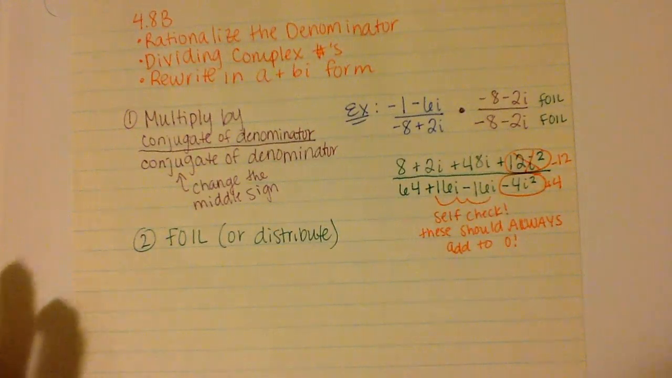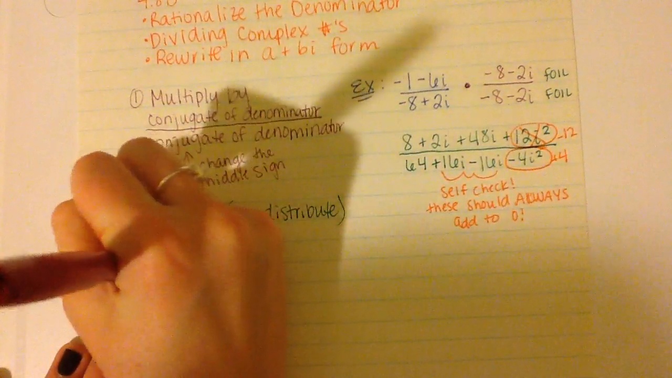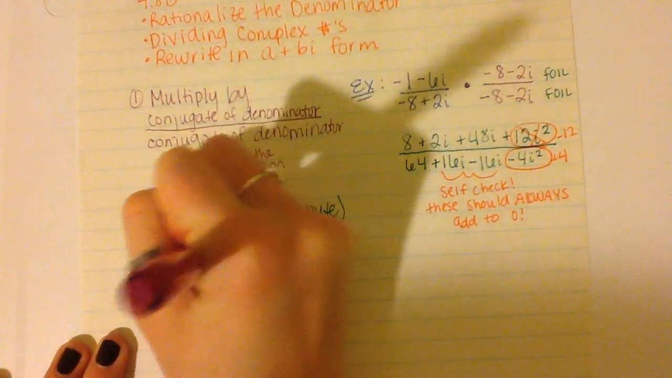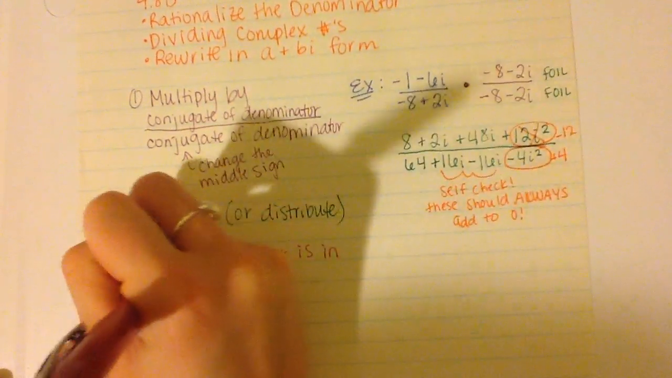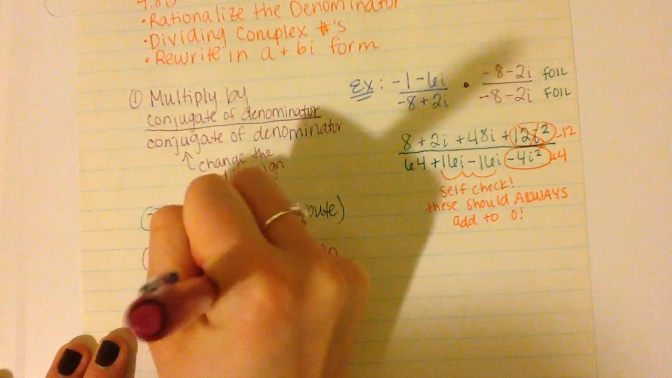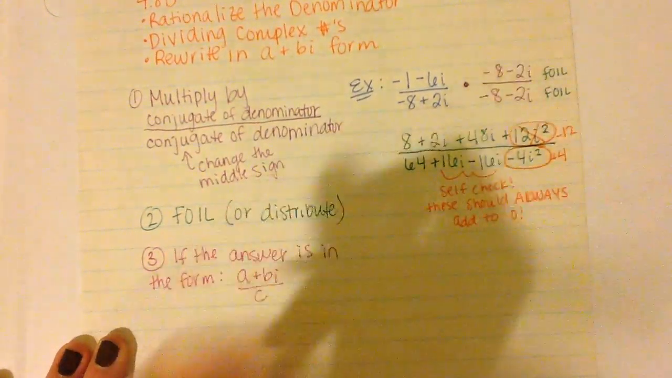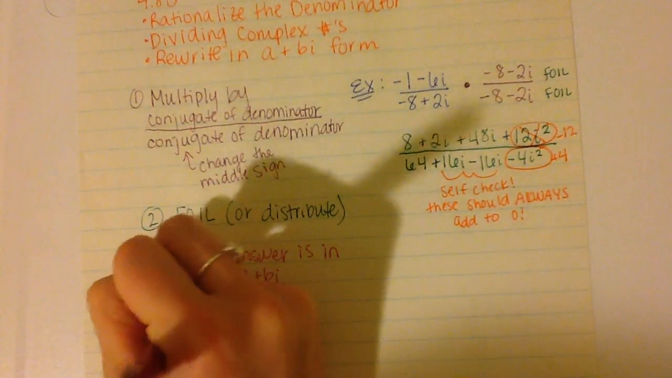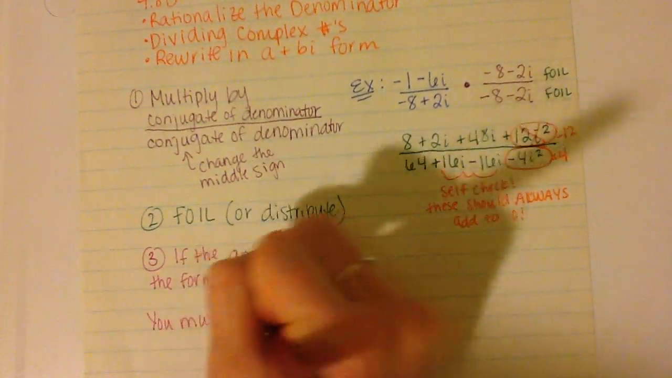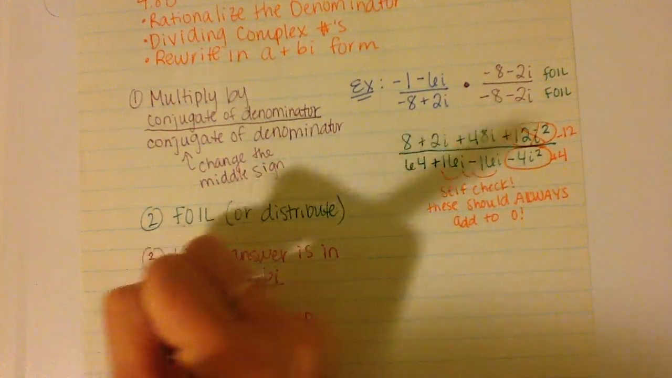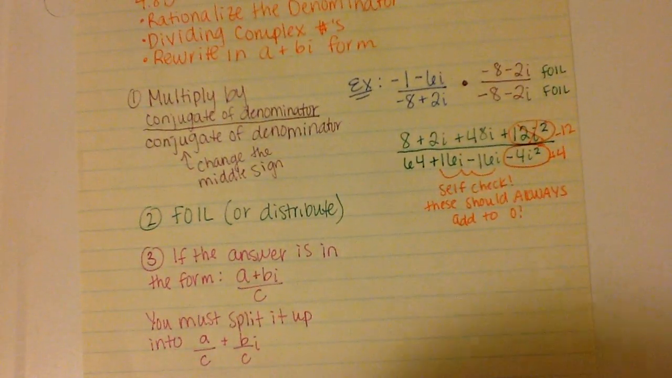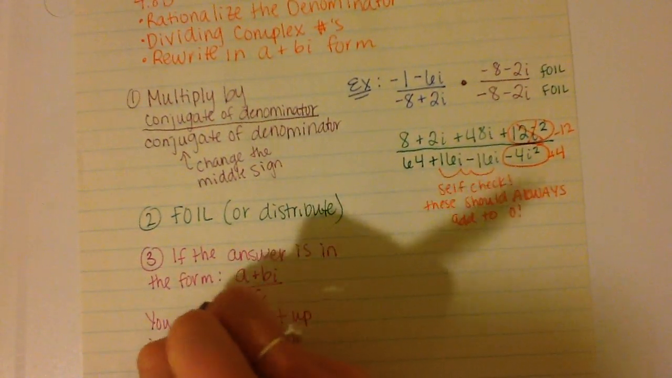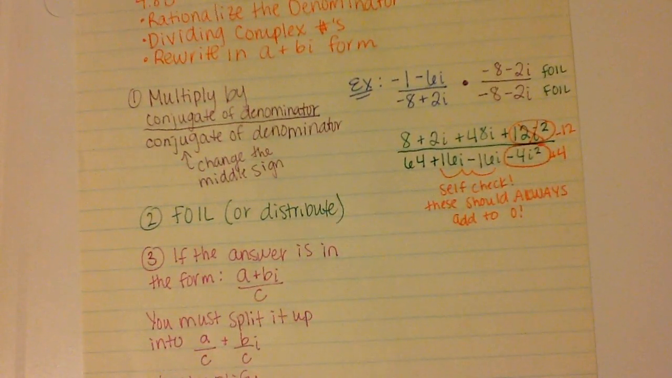Alright, so step number 3. So if the answer is in the form a plus bi over c, you must split it up into a over c plus b over c i, and simplify. So let's see if we have it in that form. So first we have to simplify.